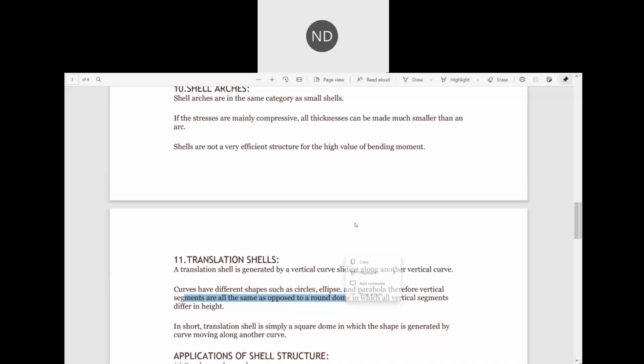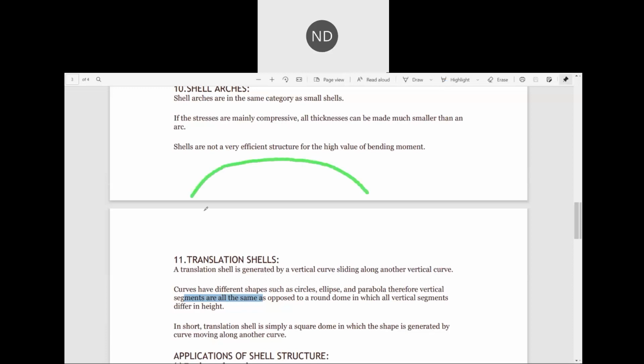Okay, when we are using a dome, the vertical sections are everywhere different because they have different heights, right? But in case of the curve, it can be circular or parabola or ellipse, their vertical segments are all the same. So in short, a translation shell is simply a square dome. In a translation shell, what happens? Your vertical segments are all the same. So obviously when the curve or the dome is too high or too big, what happens? You have different heights, here small, here.